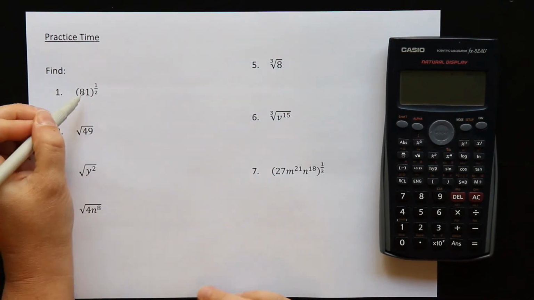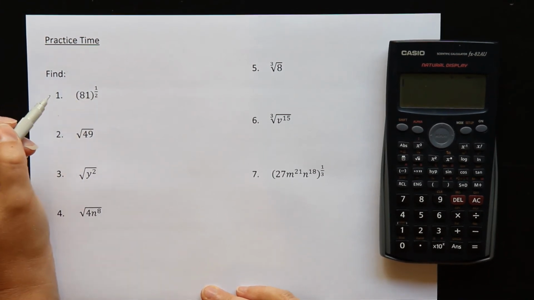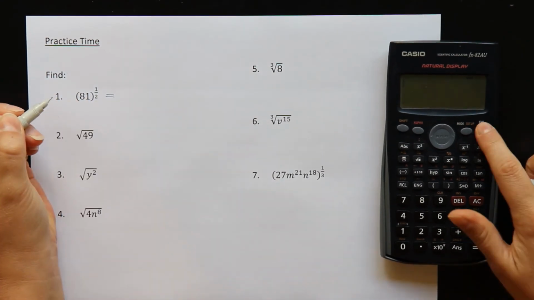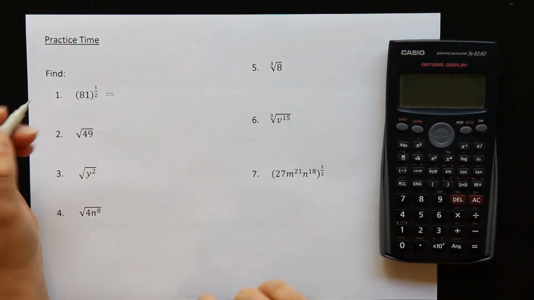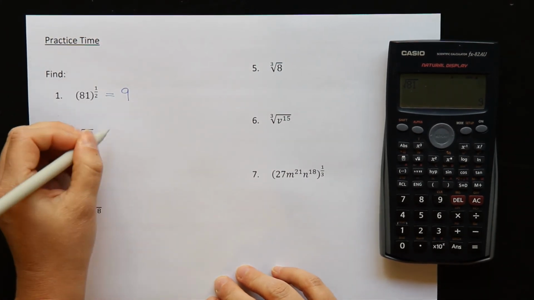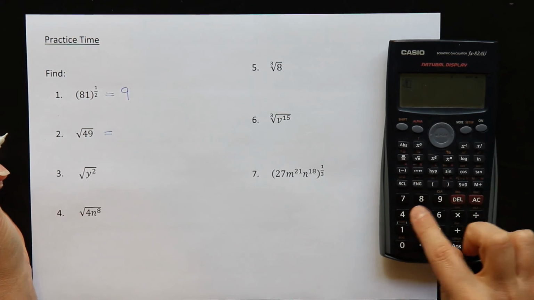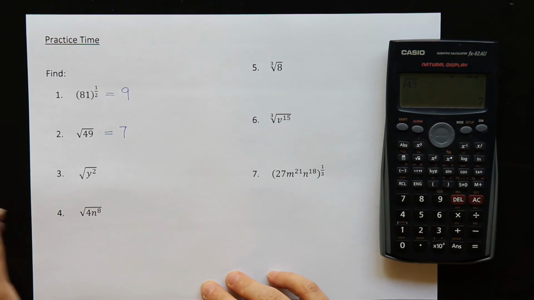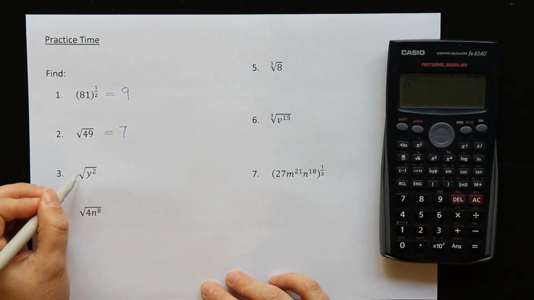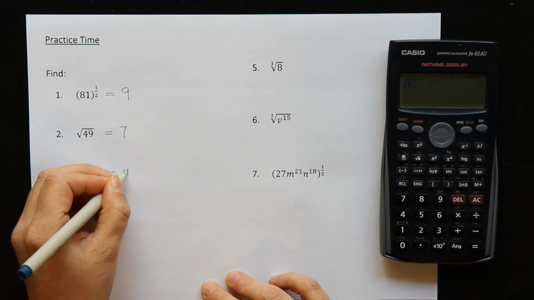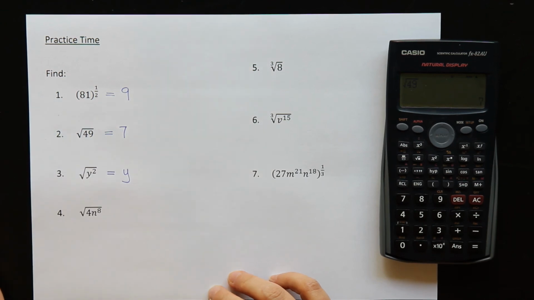Question 1. 81 to the power of a half. A power of a half is the same as a square root, so I just want to square root 81. The square root of 81 is 9. Okay, square root of 49. I can just type that one in. Square root of 49, we should get 7. Now we get to the pronumerals. Square root of y squared. A square root means that I divide the power by 2, which would just be y to the power of 1.